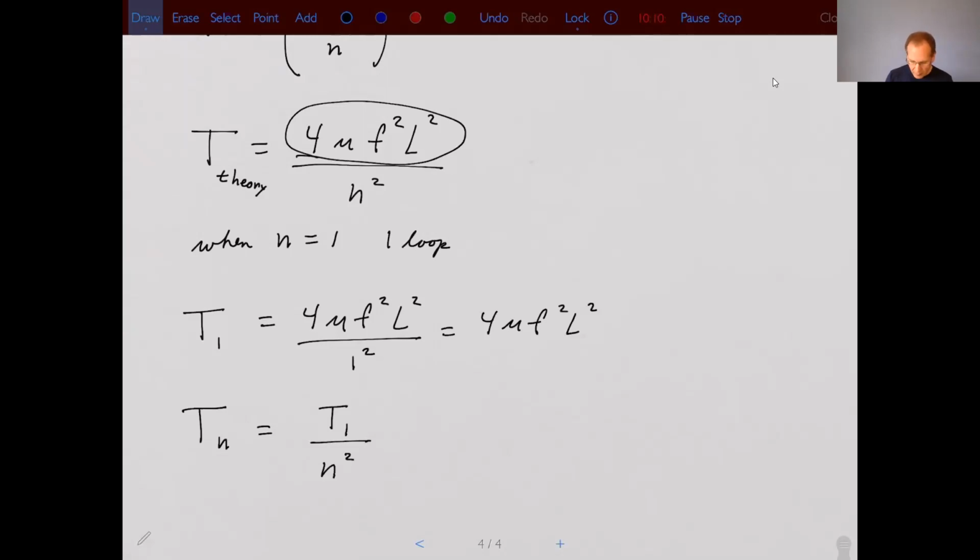For example, let's say I want to know the tension for two loops. It's going to be the tension for one loop divided by 2 squared, which is basically 1/4 the tension for one loop. So if you want to observe two loops, you're going to need about 1/4 of the tension that was needed to observe one loop.